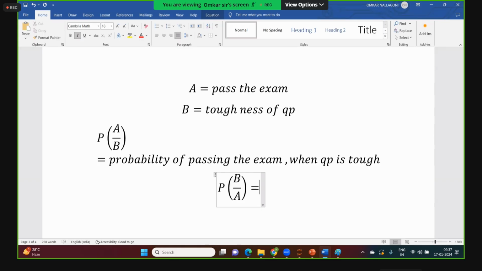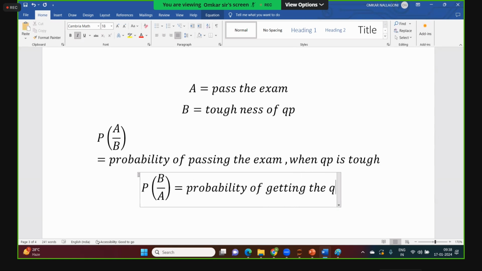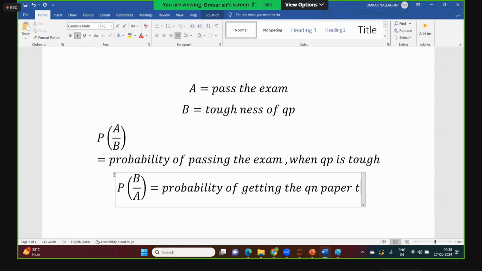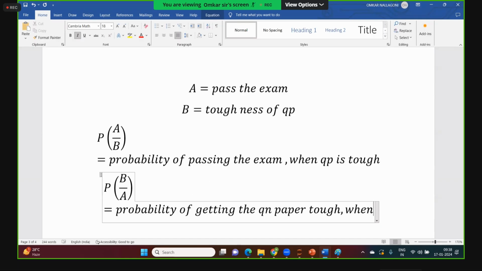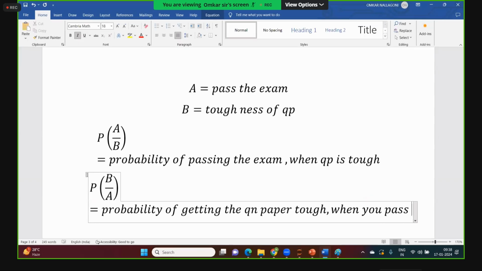That is the meaning. Same thing, but these are two different contexts. One is your father asking the probability of passing the exam when the question paper is tough. And the second is your mother being sarcastic about you: you passed the exam, now I am thinking about the toughness of the question paper. Are you getting the meaning? Can you please confirm in the chat? Probability of the question paper being tough when you pass the exam.